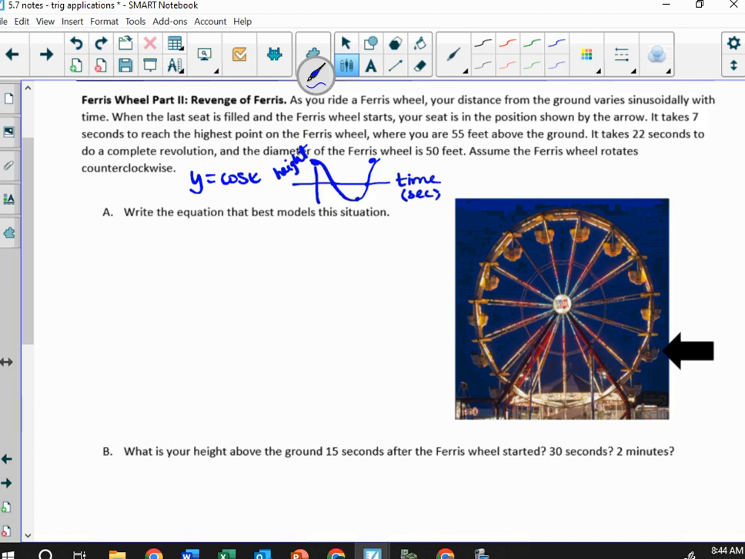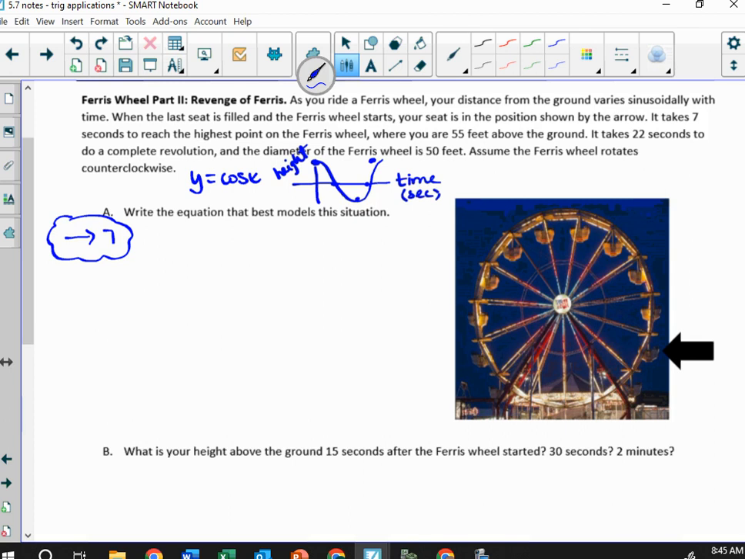So one of the first things it says is it takes 7 seconds to get to the highest point on the Ferris wheel. So that means when t equals 0, we are not at the highest point. When t equals 7, we are at the highest point. So what does that mean for my graph? What sort of shift has happened if it takes 7 seconds to get to the highest point? Yeah, horizontal shift. It means the whole thing has moved this way 7 seconds, so that the maximum happens at 7 seconds. So that's one little piece. We know we have a shift right by 7. Okay, that's one part of our equation.